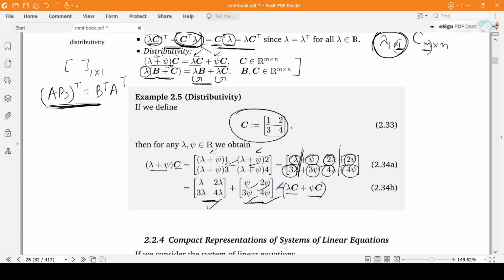So these were some of the properties of scalar multiplication of a matrix, and that's it.